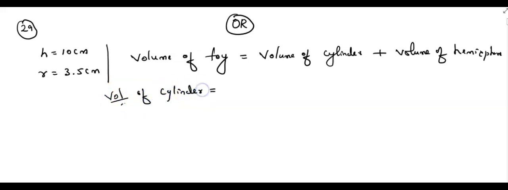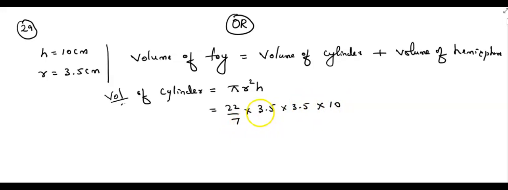Volume of cylinder. What is the formula to find volume of cylinder? That is pi r square h. What is pi? 22 by 7. Radius 3.5 but radius square. So 3.5 into 3.5 into height is 10.